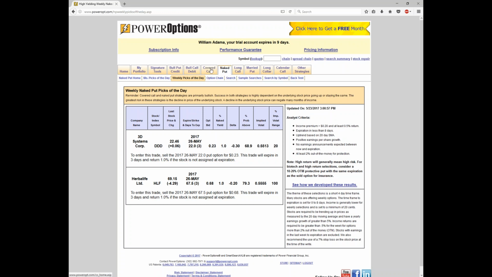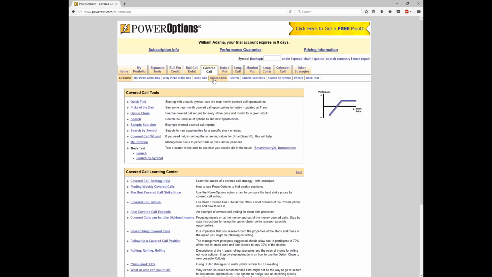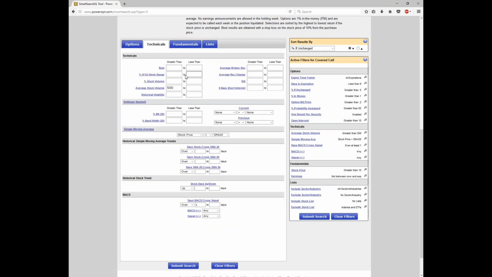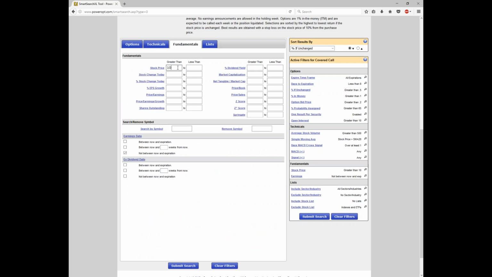All right. But again, let me just go back to the search. I'm going to go to covered call, and then to the main search. Okay, we're going to stick with that weekly covered call screen. The fields that we discussed for bull put credit spreads are the same. You have your options category, and stock technicals, the same ones: beta, percent of 52-week range, average stock volume, volatility, Bollinger bands, MACD. Fundamentals, here's where stock price comes into play, but the same things are there: earnings per share growth, price to book, market cap, and screening for dividend or non-dividend stocks using the married puts, the collars, the covered calls, and the earnings date field, right? Not between now and expiration.